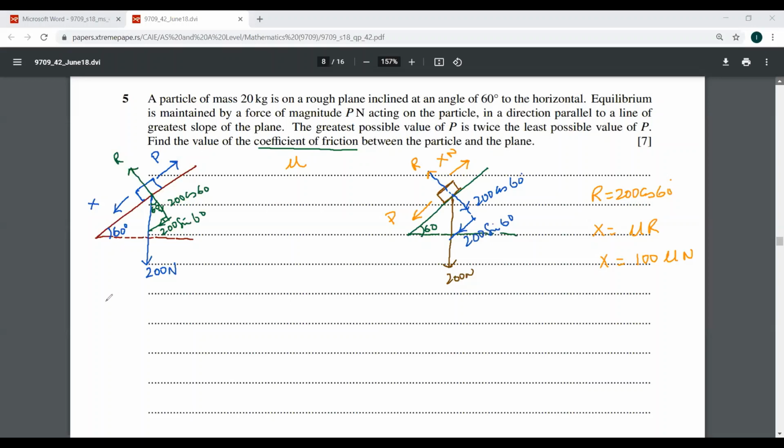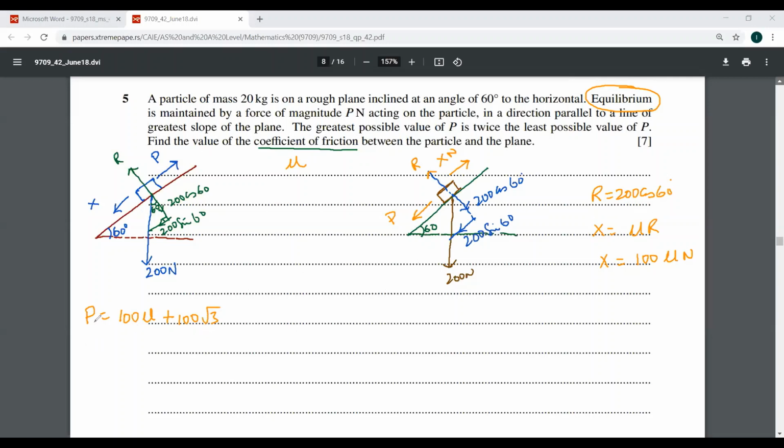Now, in this case over here, your P is going to be X plus this 200 sine 60. That is going to be because they are at equilibrium. Look at this equilibrium over here, okay? So this P is going to be X plus 200 sine 60. X is 100 mu and 200 sine 60 is, I think, 100 under root 3. That is the value of 200 sine 60.